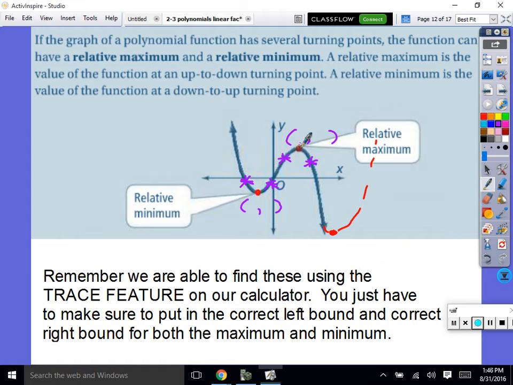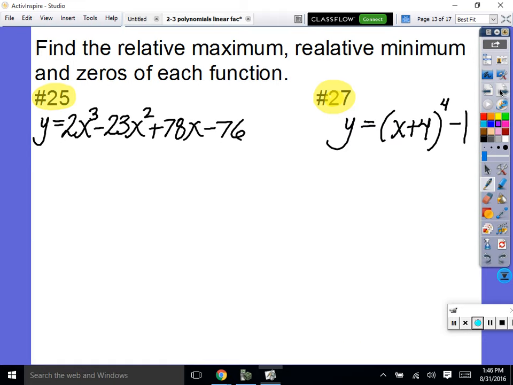Okay, so let's do a problem off the worksheet. Number 25 and 27, I'm going to do with you. I want you to cross out and find the zeros of each function. We're just going to practice with those, finding the relative max and min. So it's just calculator. Everybody just start. Type in 25 into your calculator. Let's find the relative max and the relative min. So type that into your calculator.